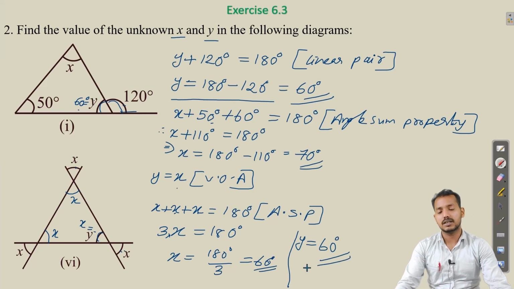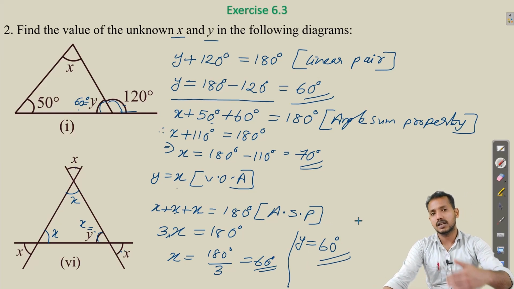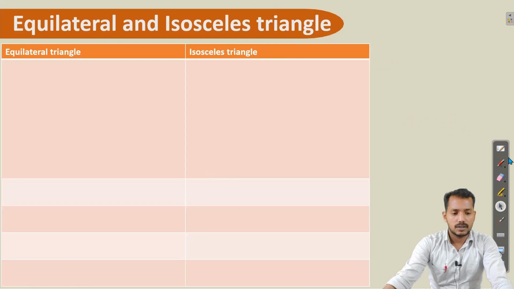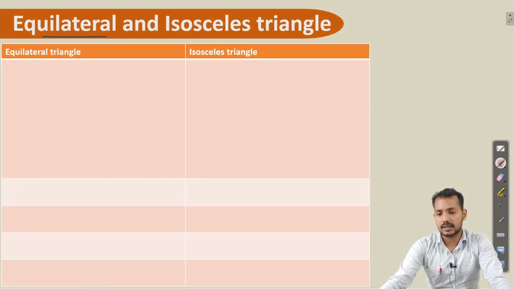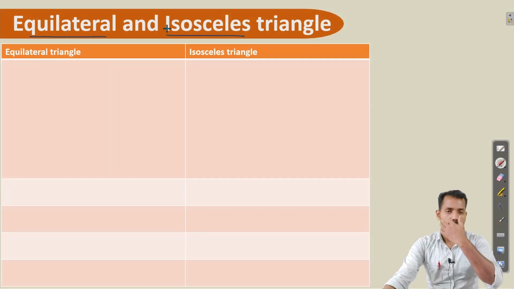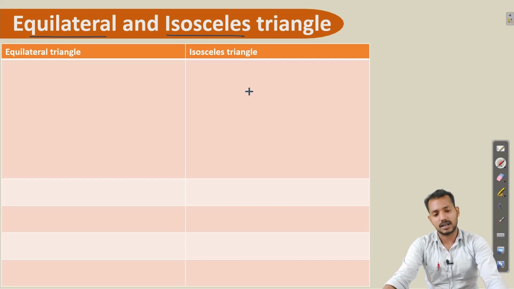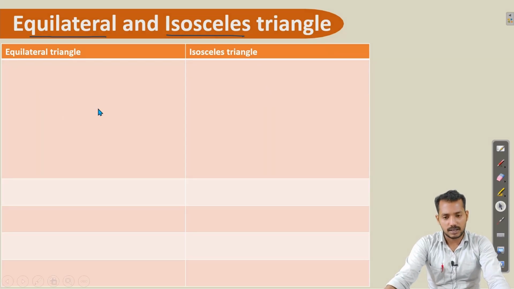So now we have completed some questions from exercise 6.3. The remaining options you can try yourself. Next topic, I am going to discuss two special kinds of triangle. They are the equilateral triangle and the isosceles triangle. You may already know about these two types of triangle, but here we are going to discuss some more properties of these two triangles. First one is the equilateral triangle.